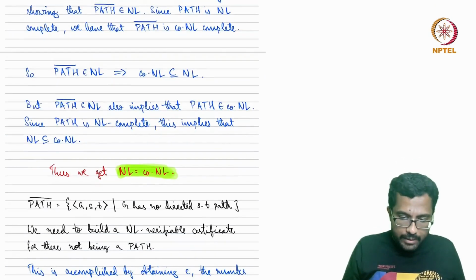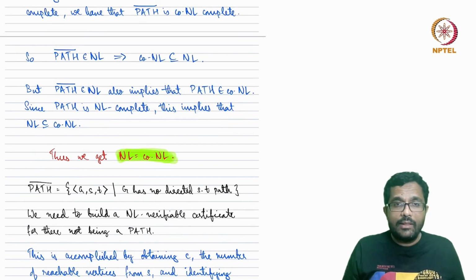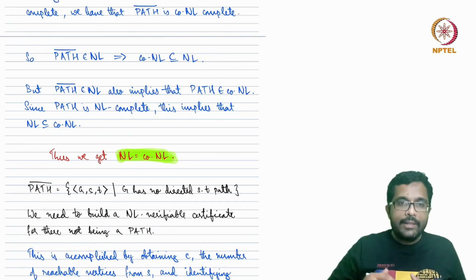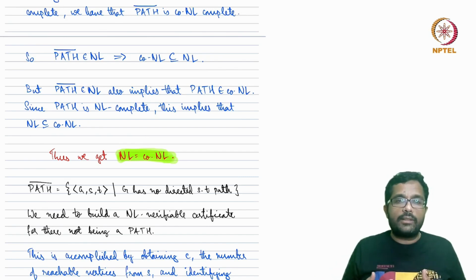But here the problem is difficult. We saw PATH is in NL, where we verify that there is a path. But here we have to verify that there is no path. So now you may be appreciating the difficulty. To verify that something is there is easy. You can guess that and verify it. Like this graph is 3 colorable. You guess the 3 coloring, and if it happens to be correct, you can verify it.